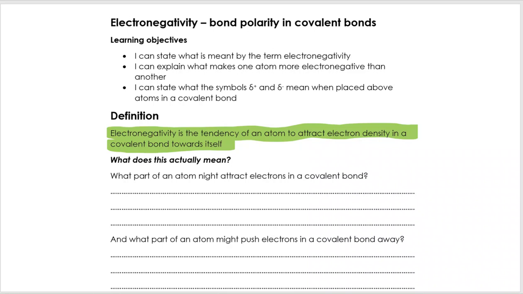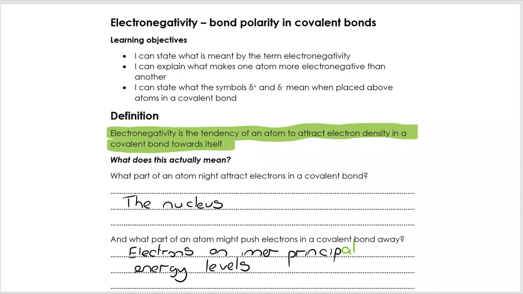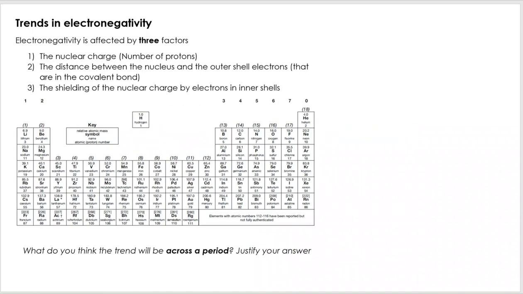Well, if we think about the electrons being negative, they're going to be attracted to positive. So the attraction is the nucleus. That's the pull. We have got those electrons in the covalent bond and the nucleus is pulling them towards itself. But we've also got inner principal energy levels. And we've got all of those electrons that are going to be repelling the outermost electrons. So we've got both of these factors to consider. With that in mind, have a think about this question. What do you think will be the trend in electronegativity going across a period?